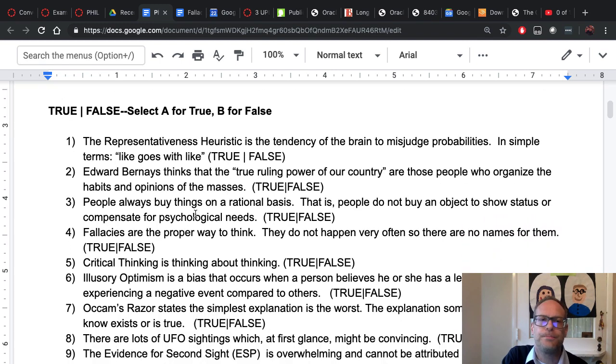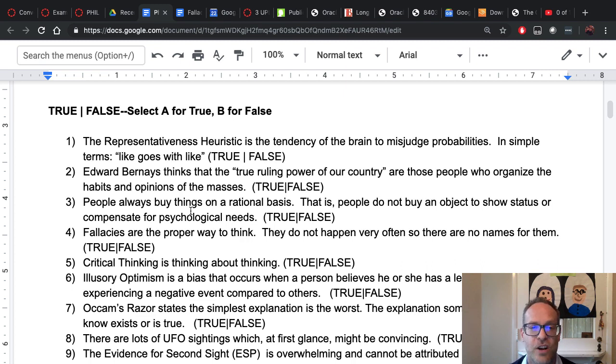Number two, Edward Bernays thinks that the true ruling power of our country are those people who organize the habits and opinions of the masses. That's true. That's what he says. Now, you may not agree with that, but that was his position. Number three, people always buy things on a rational basis. That is, people do not buy an object to show status or compensate for psychological needs.